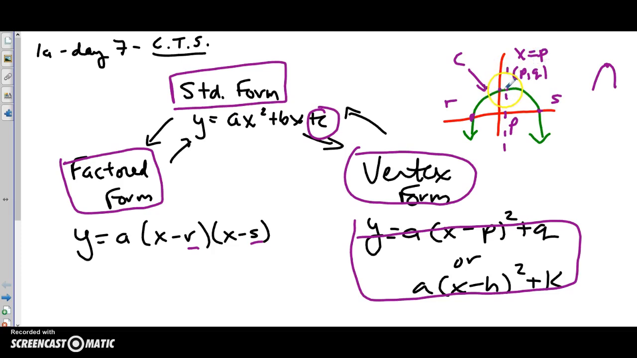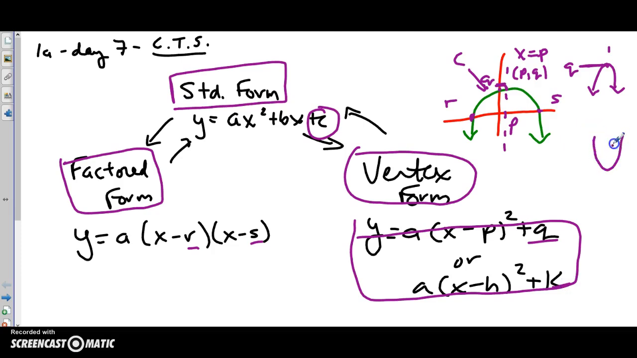And I also add something here also. So there's my vertex. I also have here my q. And my q is the maximum value that I get on my parabola. So when I have a parabola that opens down, like the green one and this purple one, I'm going to have an axis of symmetry, and I'm going to have a maximum value. And the maximum value is my q or my k, depending on which version I use. Okay, so that's my maximum value.